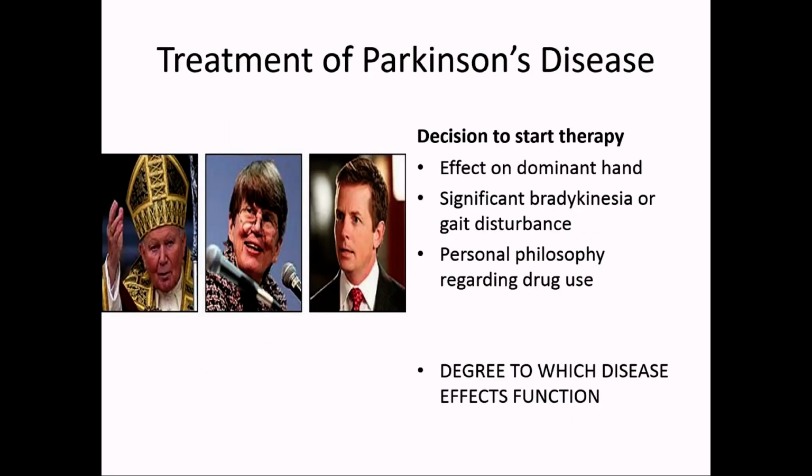The decision to start medical therapy should be based on several factors, such as: is the disease affecting the dominant hand? Is there significant bradykinesia or gait disturbance? And what is the patient's personal philosophy regarding drug use? The decision to initiate drug therapy should ultimately be based on the degree to which the disease affects function. There are no protective therapies.